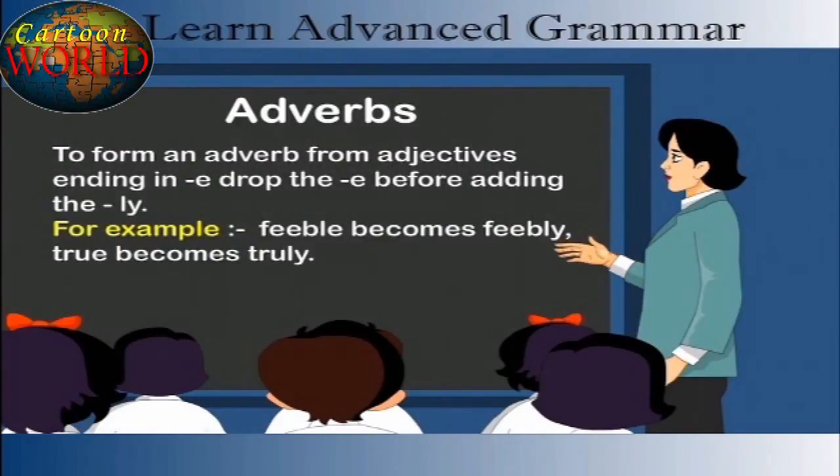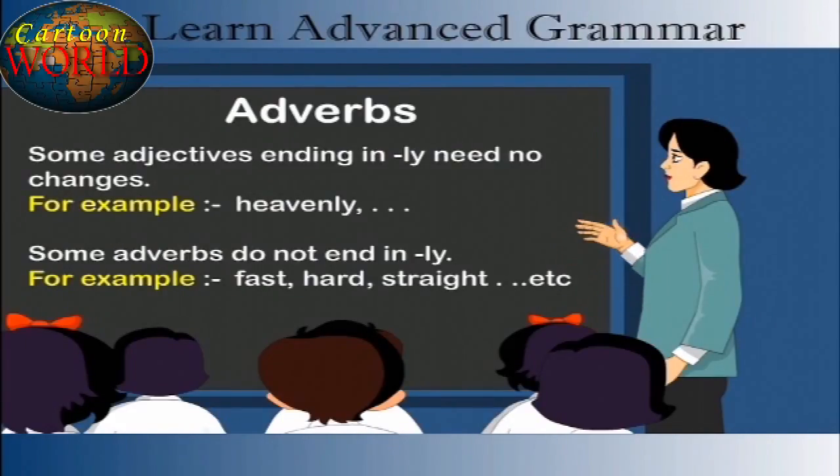To form an adverb from adjectives ending in e, drop the e before adding the ly. For example, feeble becomes feebly. True becomes truly. Some adjectives ending in ly need no changes. For example, heavenly. Some adverbs do not end in ly. For example, fast, hard, straight, etc.